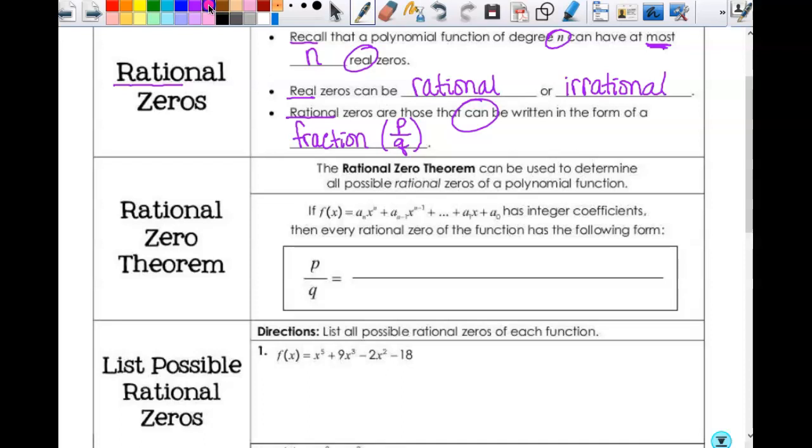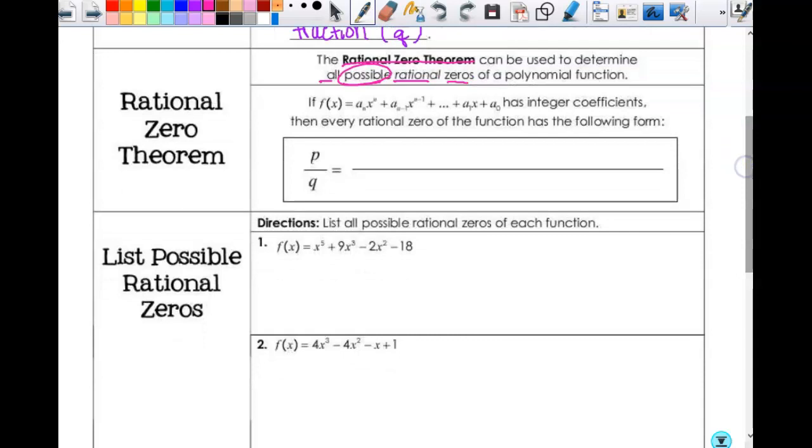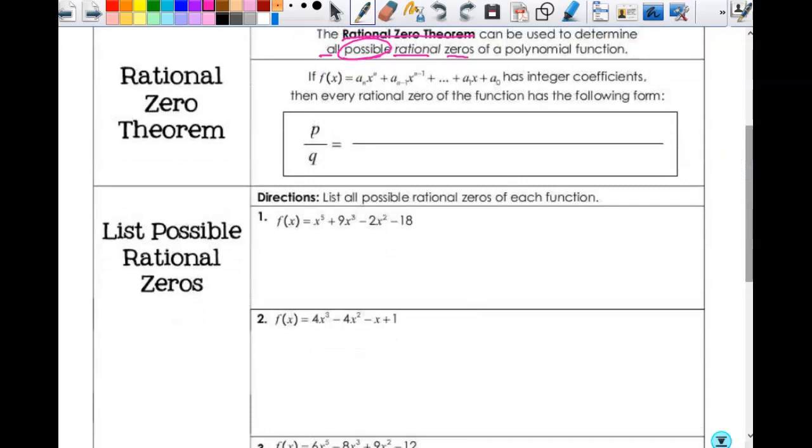So the rational zero theorem can be used to determine all possible rational zeros of a polynomial function. So all of the possibles. And that means that right now, all we know is that there's an infinite number of possibilities. We are going to narrow that down greatly. So if we have this polynomial, which is just your generic polynomial that has to look crazy in order to involve everything, they have integer coefficients. The coefficients have to be integers. You can't have 1/3 as one of your coefficients. Then every rational zero of the function has the following form.